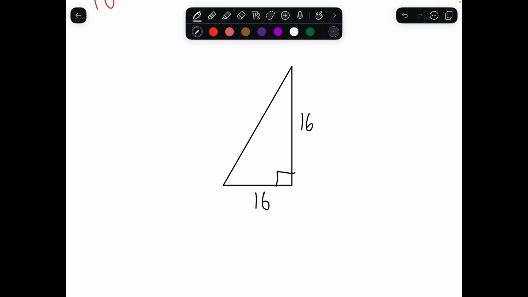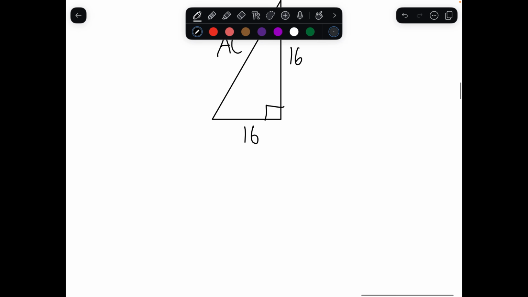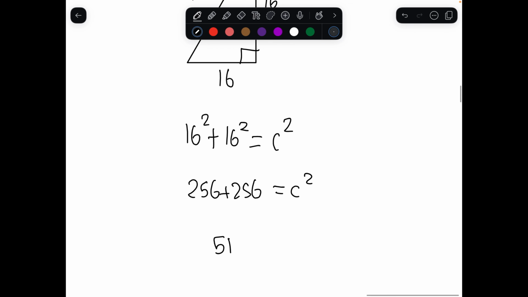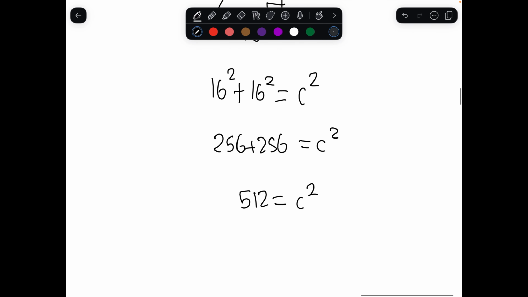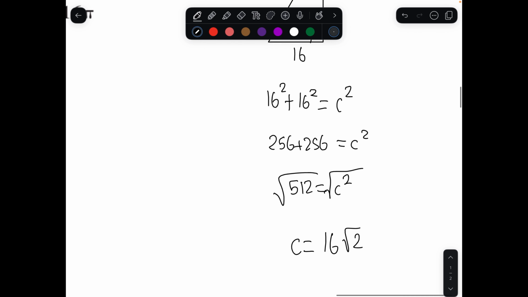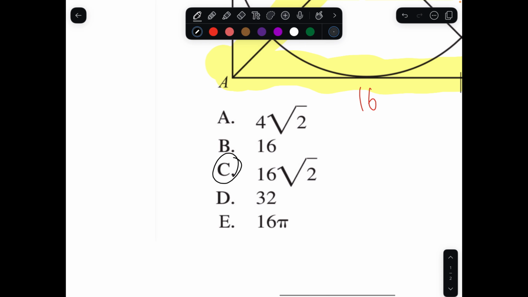Right triangle. And now to figure out AC, it's just the hypotenuse. And you can just do 16 squared plus 16 squared. This is the Pythagorean theorem. Equals c squared. 256 plus 256 equals c squared. 512 equals c squared. And then now, if we take the square root of c, we get c equals 16 root 2. And that matches answer choice C.